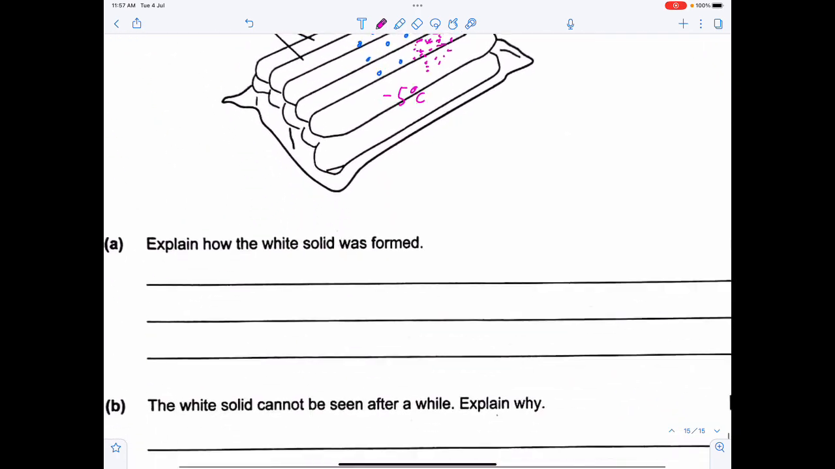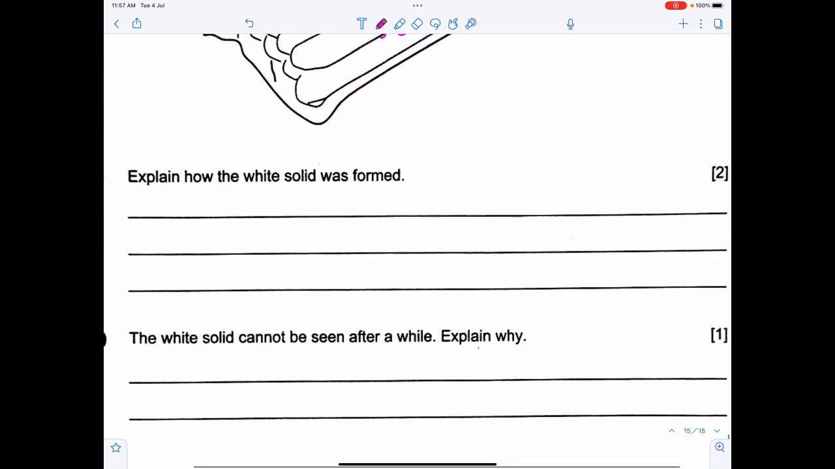Okay, now when I was marking your papers, most of you could understand, but some of you could not. Those of you who could understand, you got the general direction of your answer correct. However, you failed to mention the direction of heat loss. Okay, heat loss. And some of you told me something like the white solid formed because the water evaporated. So be very careful. You need to tell me where the heat was being lost. That is very important. So let's pen down our answer.